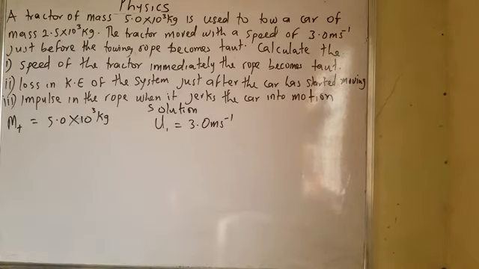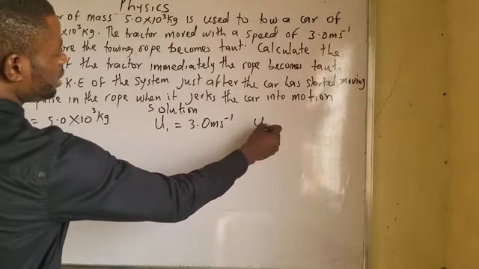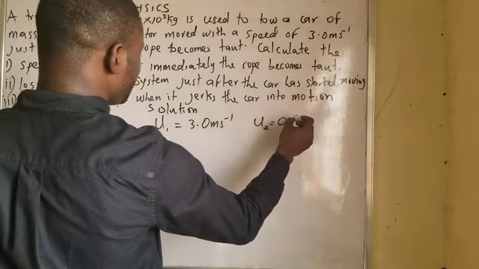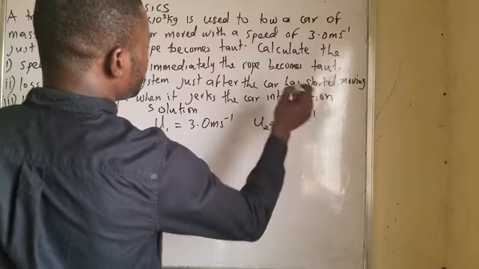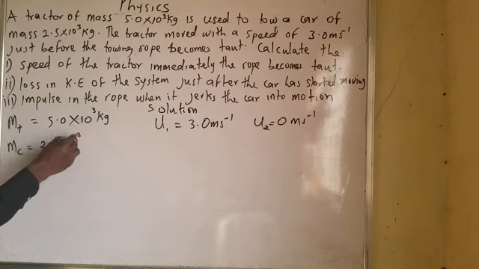Since I have that, it means my U2 will definitely be 0, which is going to be the final velocity. Meaning, yes, that's going to be the final velocity. Now, I also add the mass of the car. Mass of the car will be 2.5 multiplied by 10 raised to the power 3 kg. Please, this is very important.